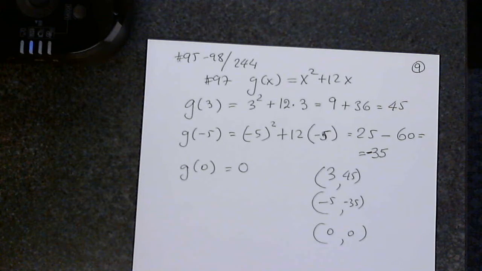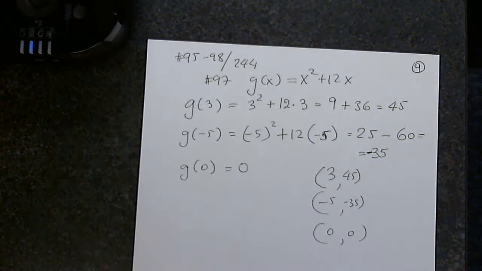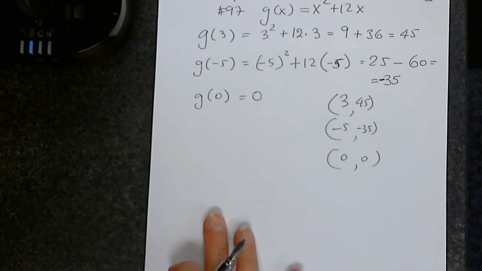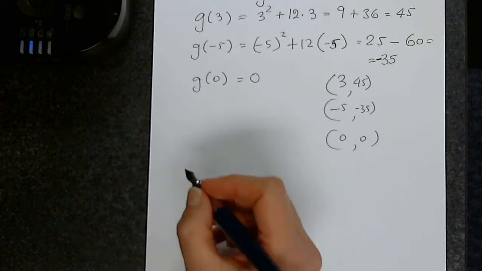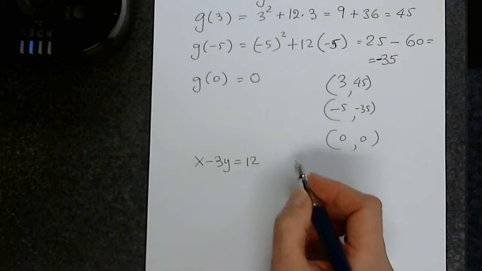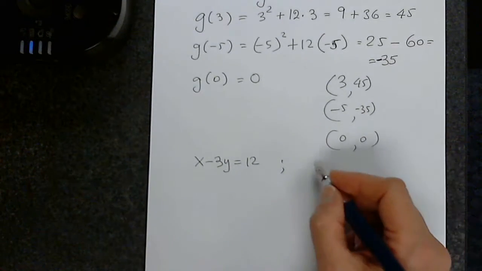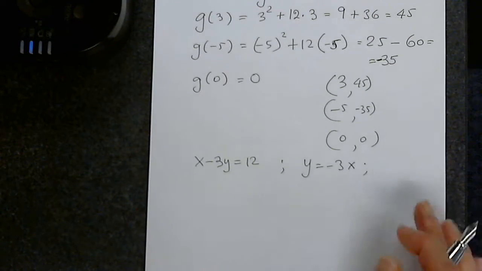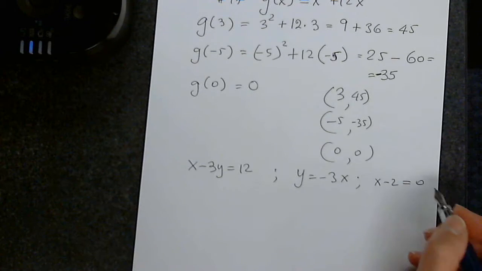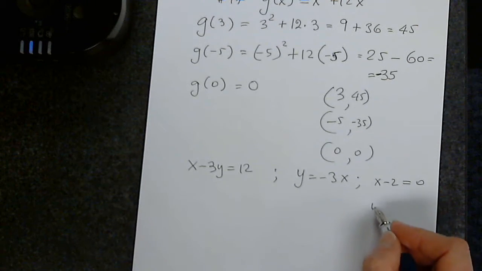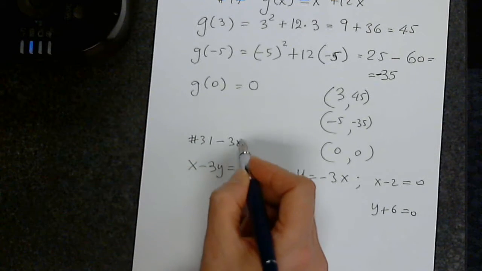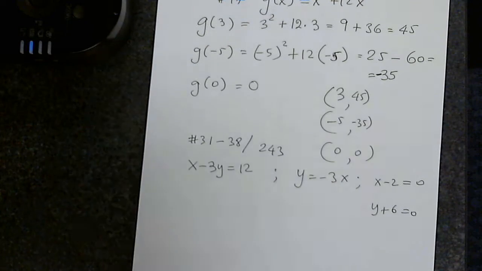Graph each linear equation by finding whatever you want. So let's say x minus 3y equals 12. This is my first one. Then I want y equals negative 3x. And the next one is x minus 2 equals 0. And the last one is y plus 6 equals 0. These problems are 31 through 38 on page 243.